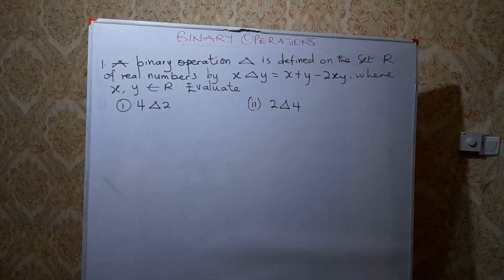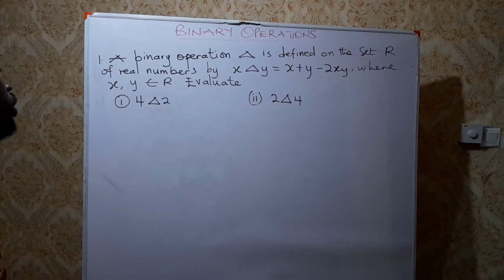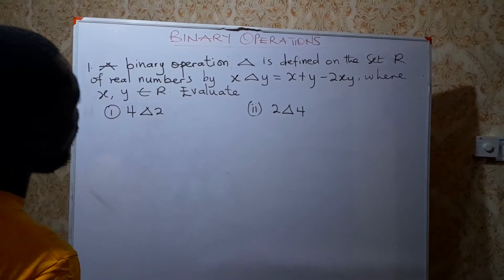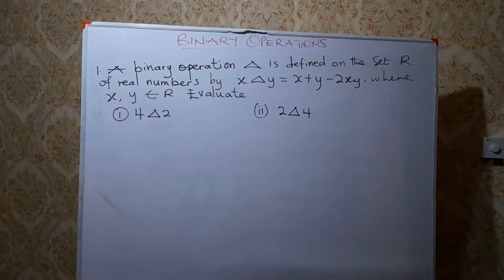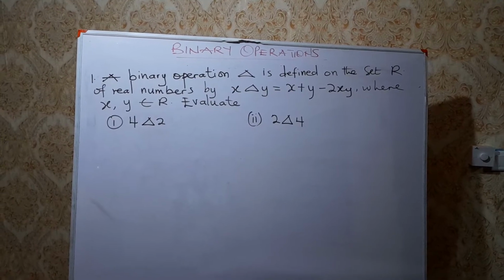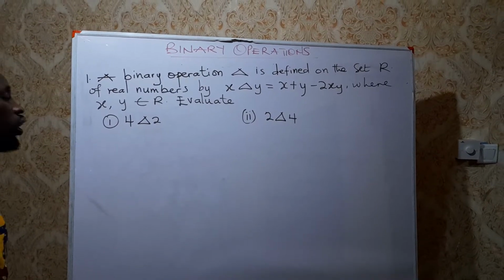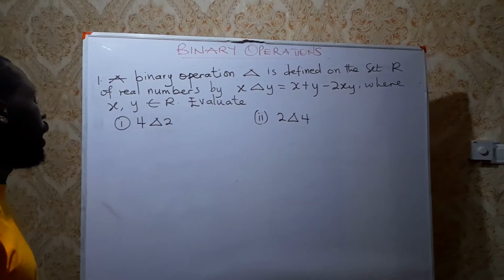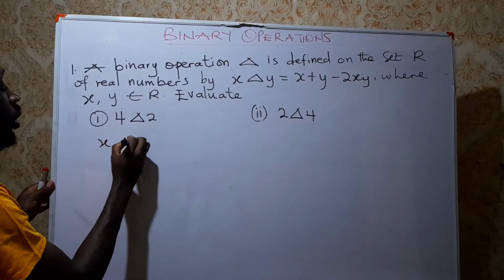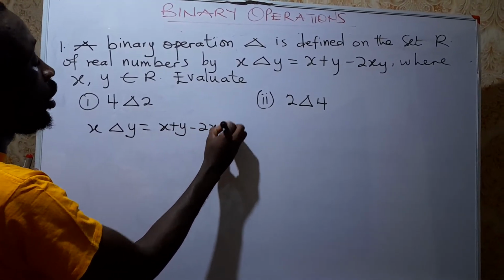So let's look at our first problem where a binary operation is defined on a particular set of real numbers. The question says that a binary operation delta is defined on a set R of real numbers by x delta y equal to x plus y minus 2xy, where x and y are members of real numbers. We should evaluate 4 delta 2 and 2 delta 4. So how do we solve that? Remember we said x delta y is equal to x plus y minus 2xy.